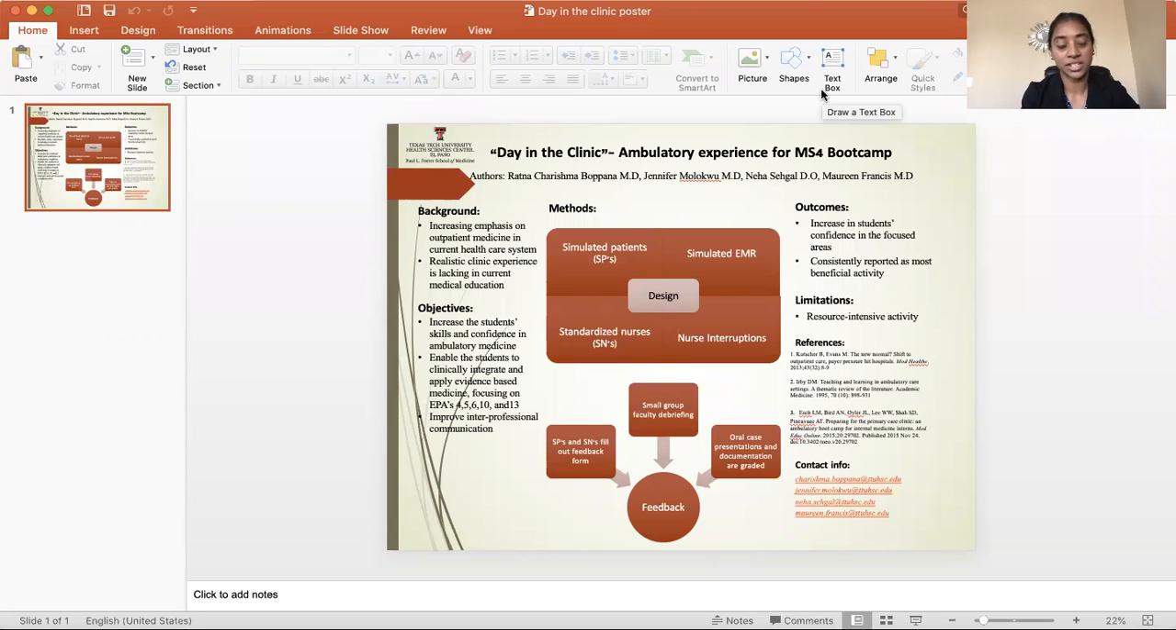Our current healthcare system is becoming increasingly outpatient-based across multiple specialties. However, simulation-based outpatient medicine experience is underrepresented in medical education.